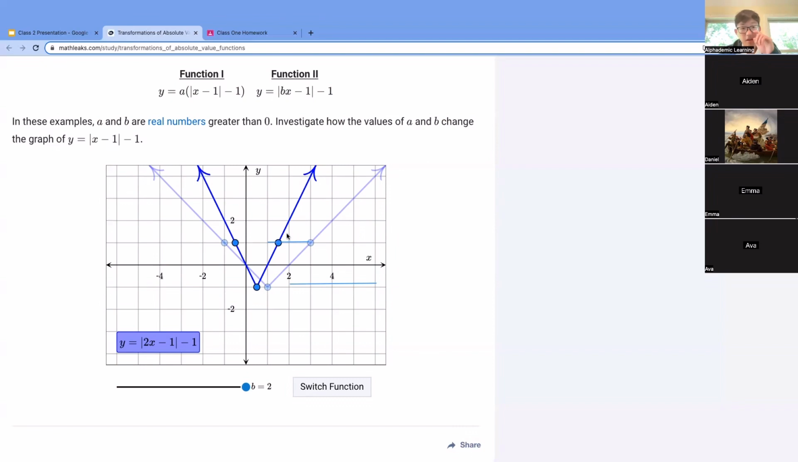So does anyone have any questions about how the transformation works, or any questions in general about transformations? No? All right, we will continue then with some examples.